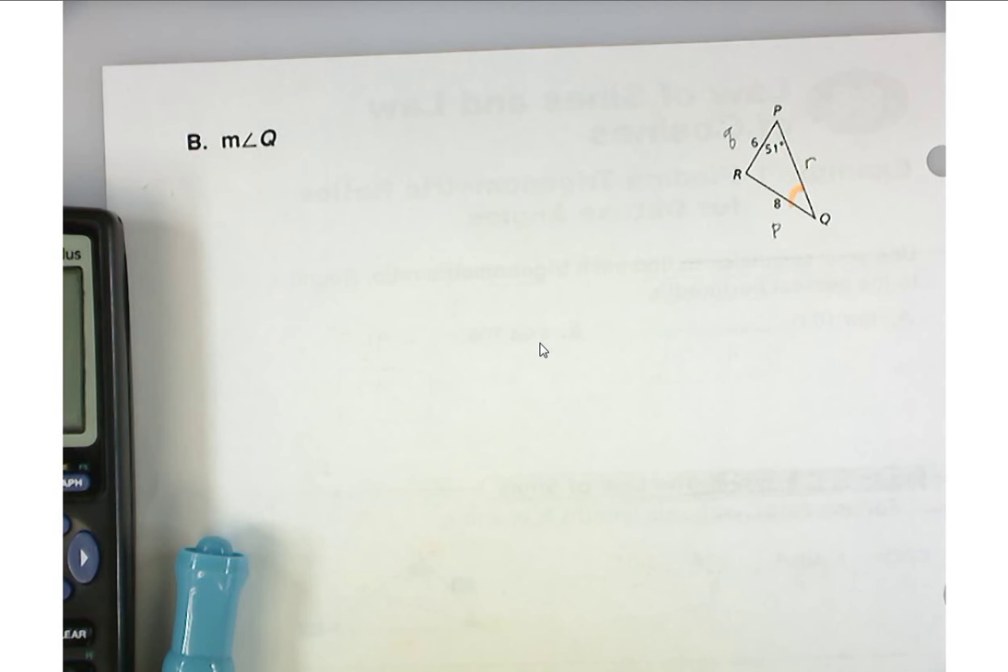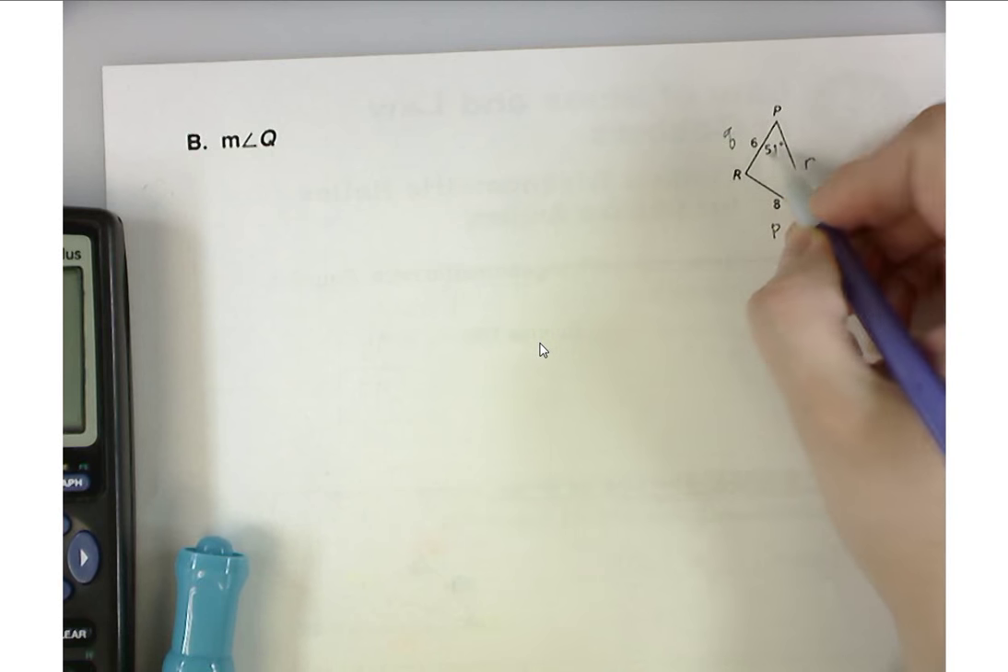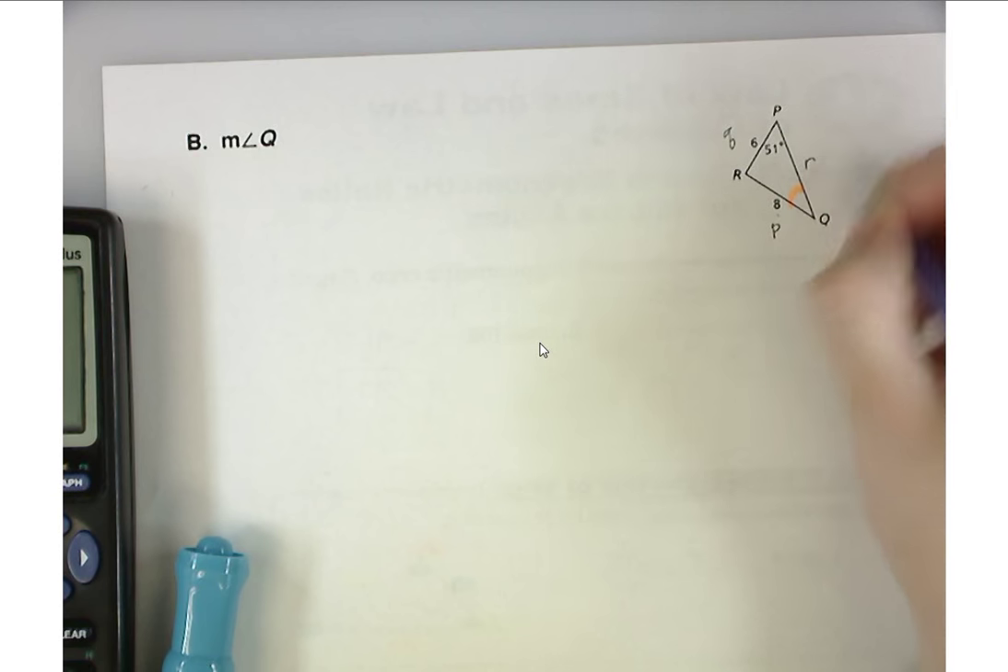Which one is going to be your pair? What's going to be your matching pair? The 51 degrees and the 8, right? Which goes with P. Okay? So see how this is the only one that has an angle measure and a side length? The only ones that are across from each other?